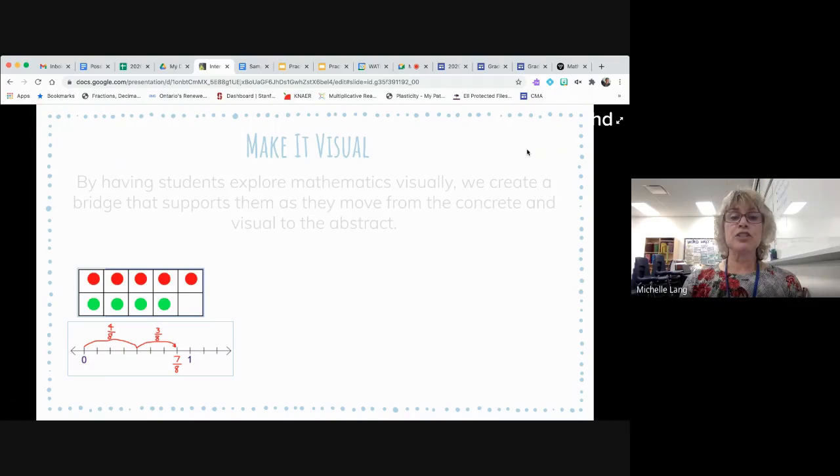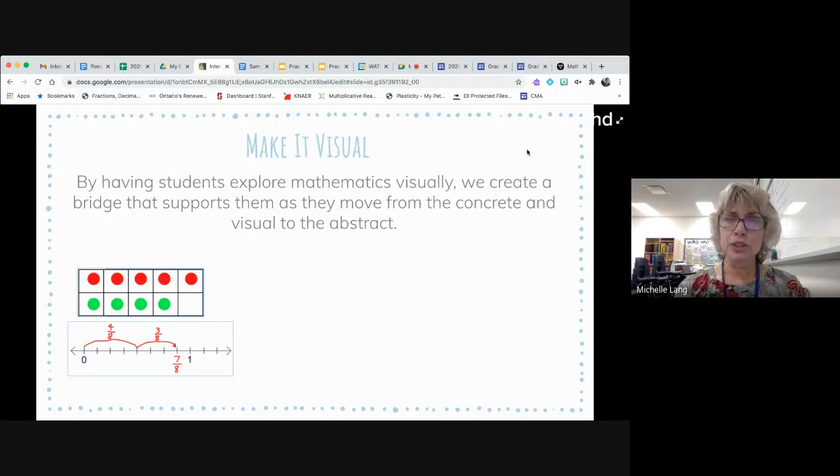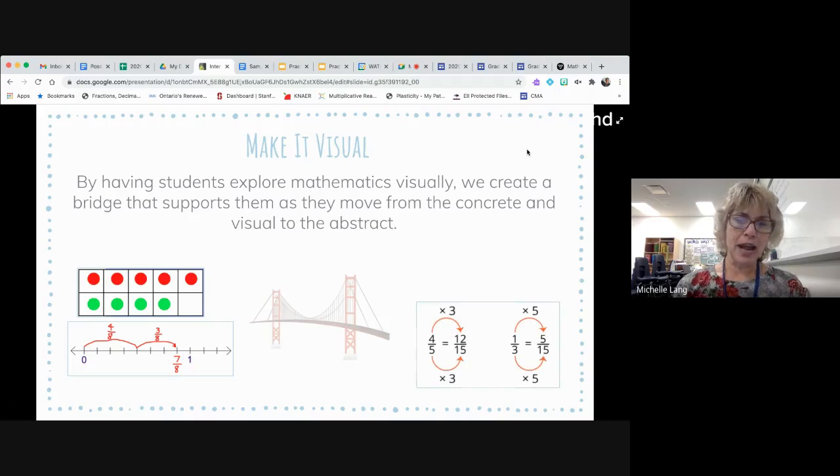So the key message is to make it visual. By having students explore mathematics visually, we create a bridge that supports them as they move from the concrete, which we see here, and visual, to the abstract, which is where we do want our students to be. We don't want them entering grade 9 still using visual models and concrete models to do this mathematics, but they need to use them as a place to anchor and make the conceptual understanding make sense for them.